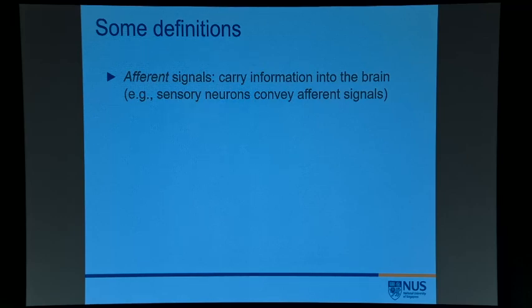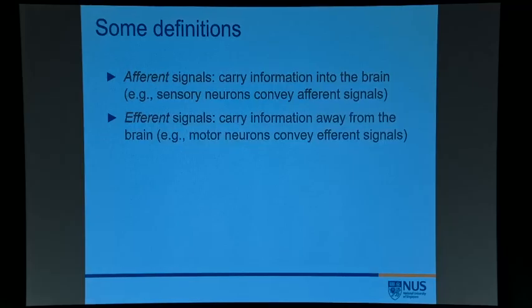This contrasts with efferent signals, which are signals in our nervous system that carry information out of our brain or out of our central nervous system into the periphery of our body to influence the function of our organs or our muscles. A key example of this is motor neurons, where signals are being transmitted from our brain out to control our body.